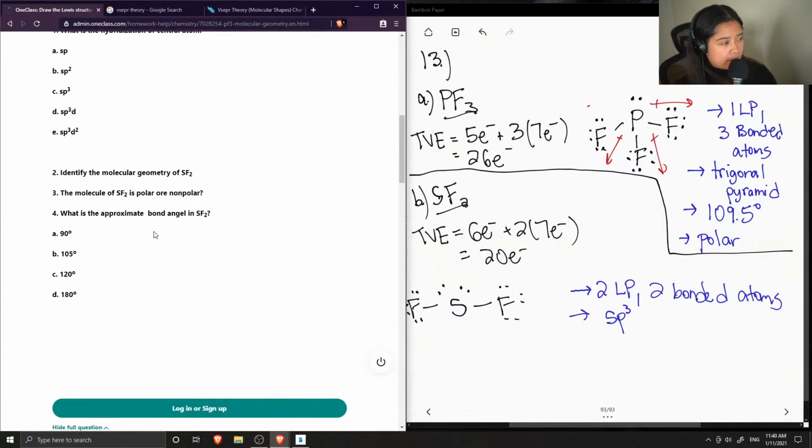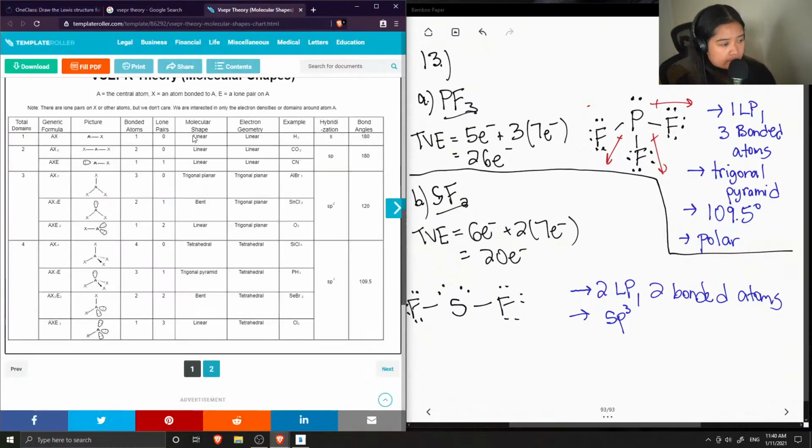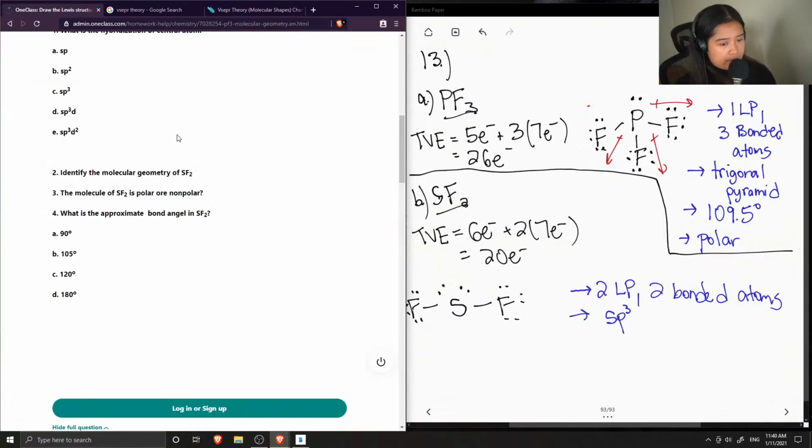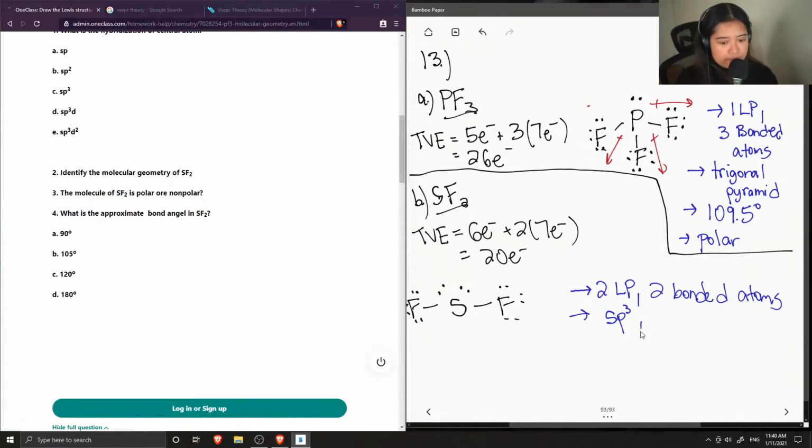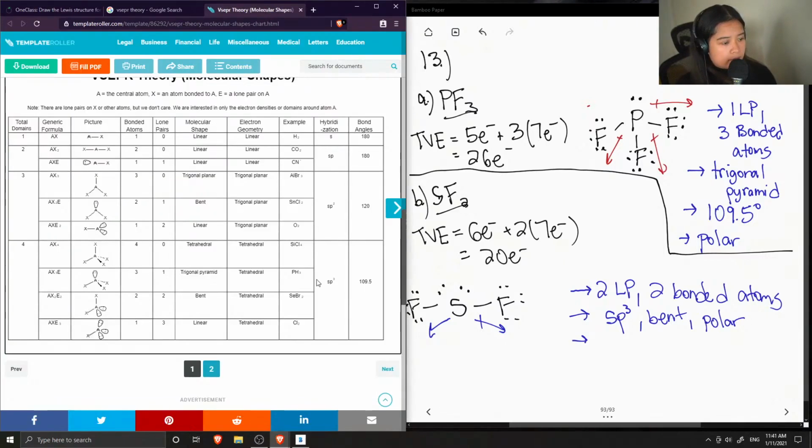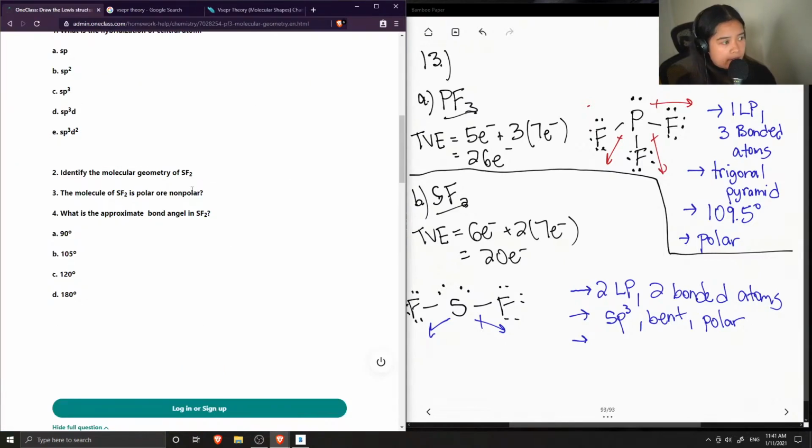Is it polar or nonpolar? So we have a bent molecular shape. So because of this, the two fluorine atoms don't cancel each other out. So now we have another polar molecule. And lastly, for the approximate bond angle, it will also be 109.5 degrees.